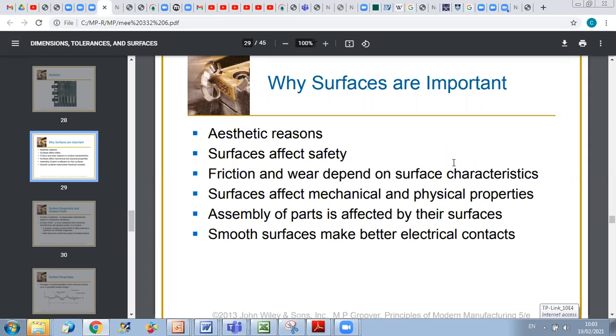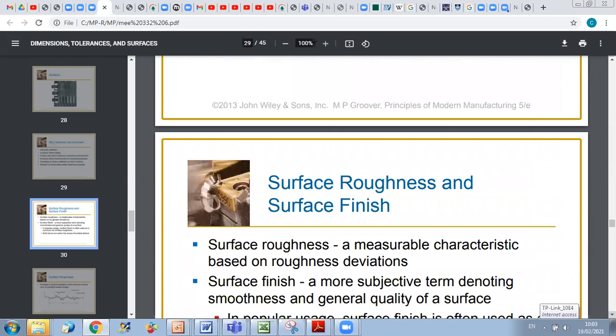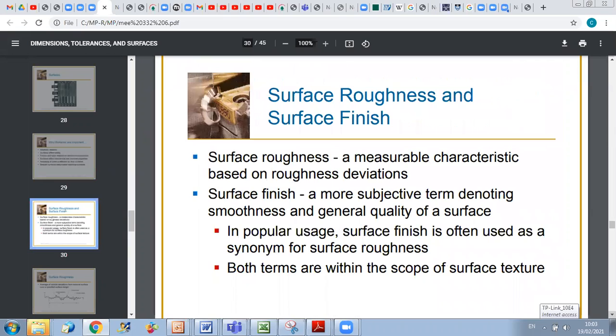So, smooth surfaces are desired in a lot of applications, especially electrical contacts. This is why we should ensure that we have smooth surfaces. In order to characterize the surface, we can define first the surface roughness or surface finish. The surface roughness is a measurable characteristic based on the roughness deviations. The surface finish is a more subjective term denoting the smoothness and in general the quality of the surface.